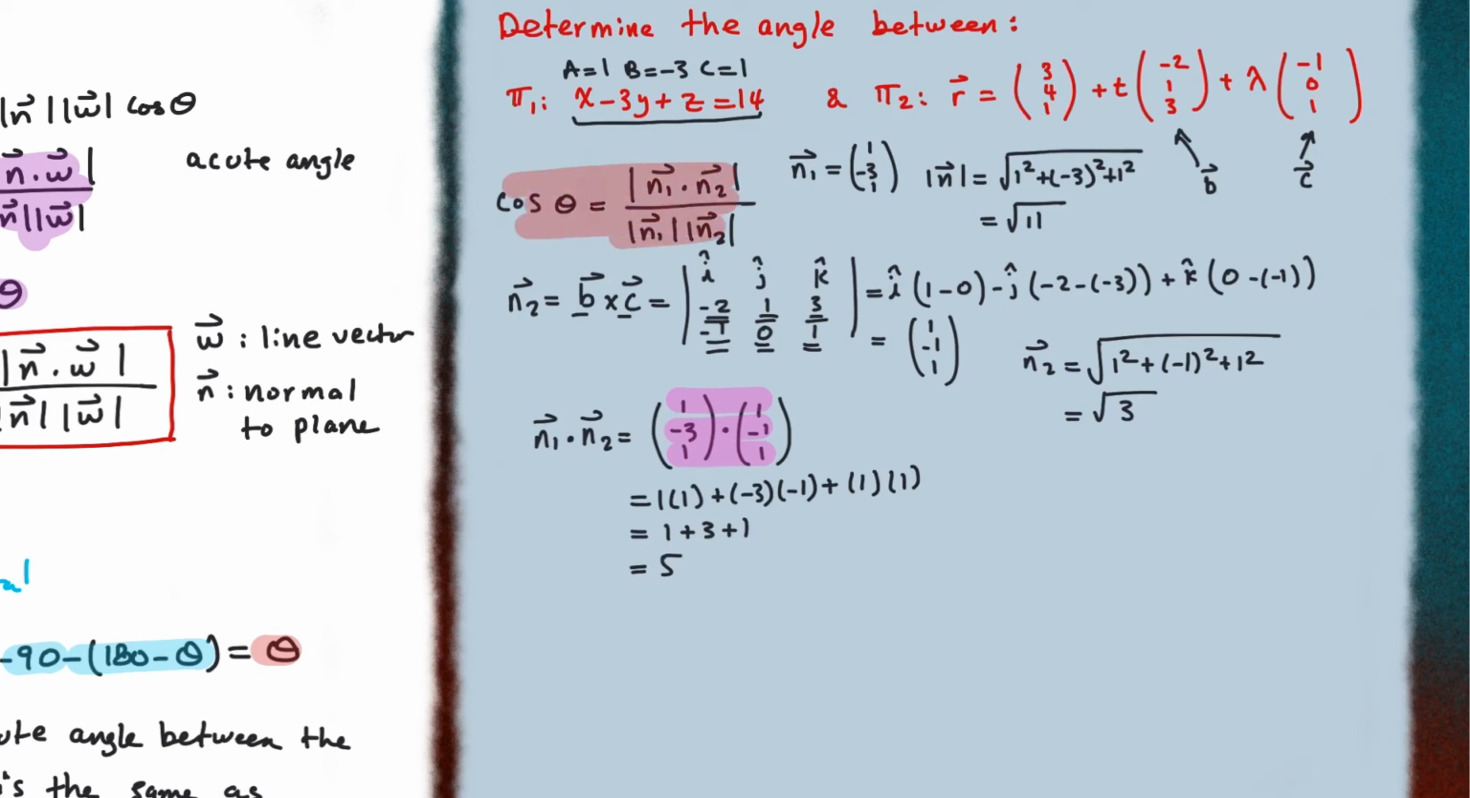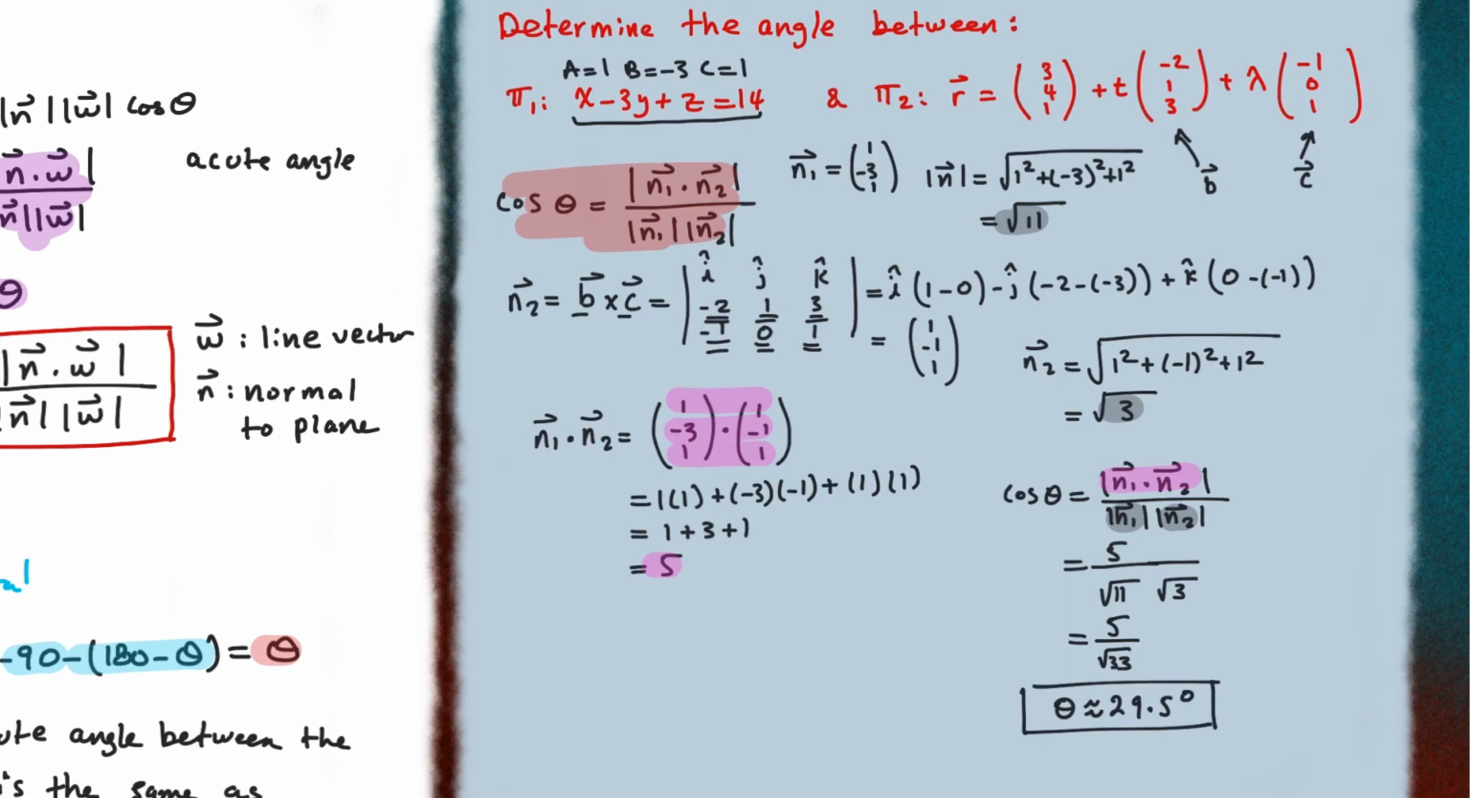Now we can use this information to find the acute angle between our planes. So cosine of theta is going to equal the magnitude of the dot product. That value is 5. And we're going to divide that by the magnitude of the normal vector to plane 1, that's root 11, and also by the magnitude of the normal to plane 2, which is root 3. This simplifies to 5 over root 33, and we can use the inverse cosine function on our calculator to get theta as approximately 29.5 degrees, rounded to 3 significant figures.